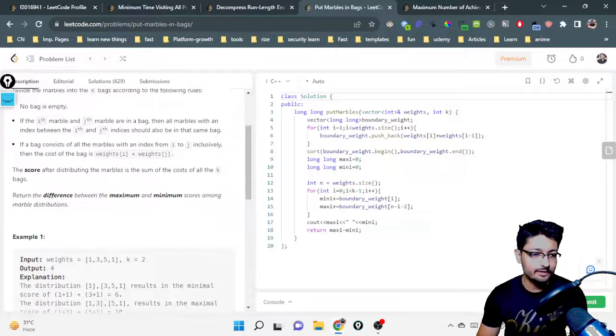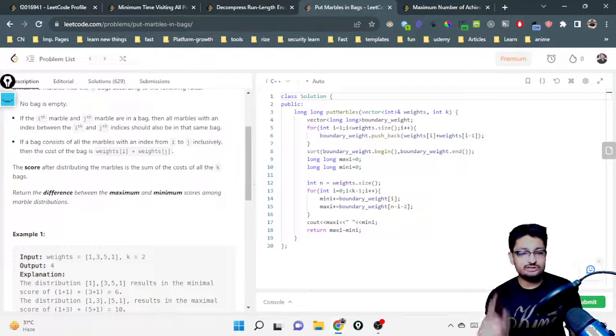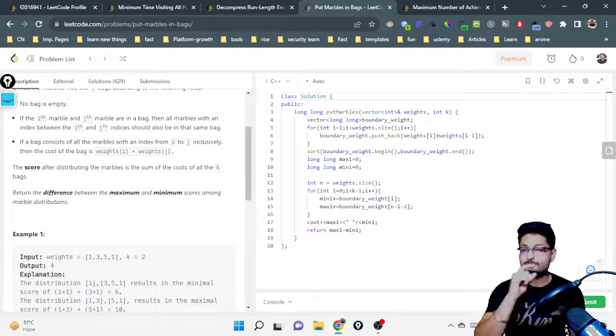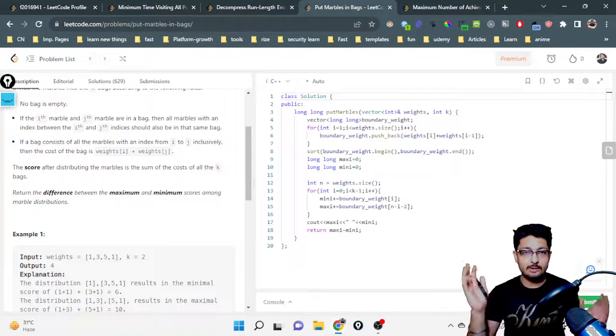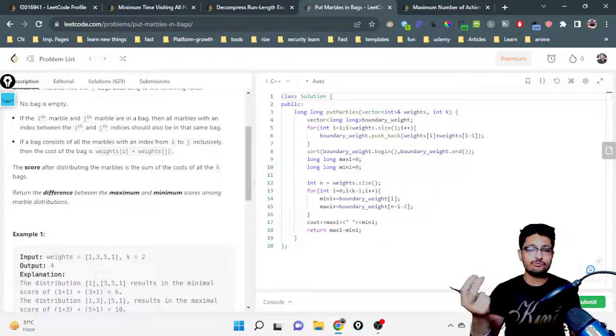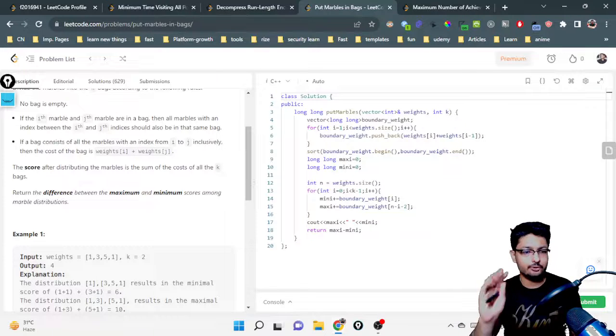That is the first rule. If the ith marble and jth marble are in a bag, then all the marbles between these indexes should also be in the bag. Which means that you have to take a particular subarray, a part of the complete array. All the marbles have to be put inside one bag. I'll tell you with some example also, don't worry.